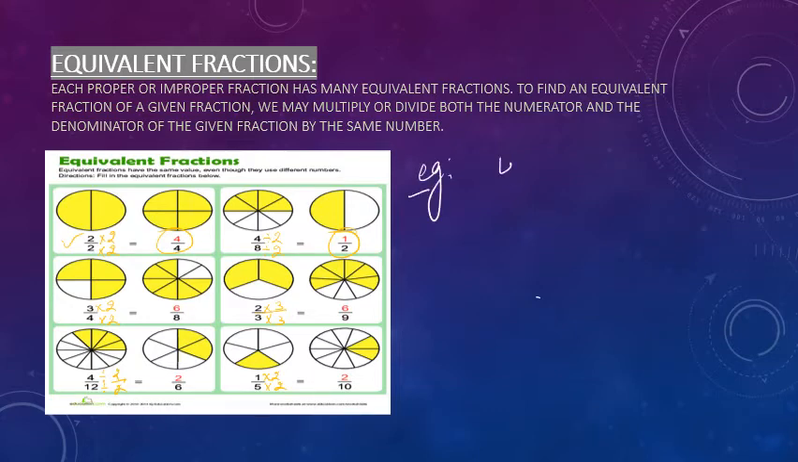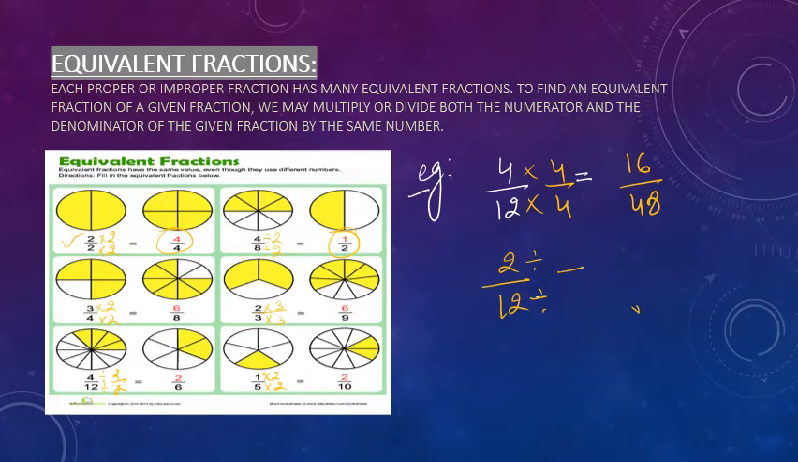Suppose I have 4 over 12 and I want to write an equivalent fraction of it, then simply I need to multiply with the same number in the numerator and denominator both. Suppose I'm multiplying with 4. So my equivalent fraction will become 16 over 48. And the other example I can take is 2 by 12, where I'm going to divide by the same number to get my equivalent fraction, and I'm dividing it by 2. So I'm going to get 1 by 6. Both of these numbers are equivalent fractions.